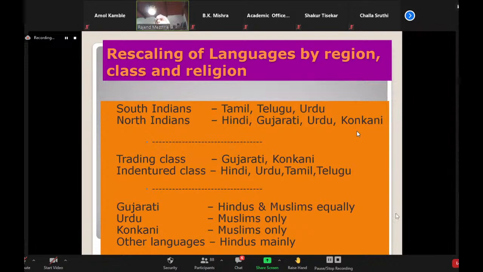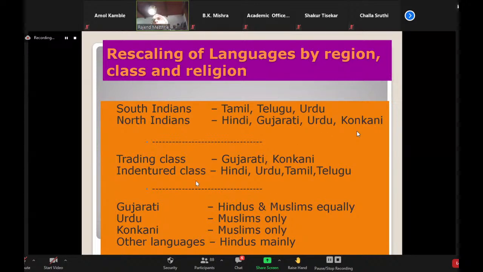So what happens in diaspora is that you have a rescaling of languages. The languages don't carry the exact same nuance that they did in India. They get retailored to fit new contexts and they carry new connotations. So in many of the colonies, a distinction between South and North Indians was fairly strong. And I've given you the languages that we associate with South Indians: Tamil, Telugu, and even Urdu, Dakni Urdu. And with North Indians: Hindi or Bhojpuri, Gujarati, Urdu, this time the Northern Urdu, and Konkani.